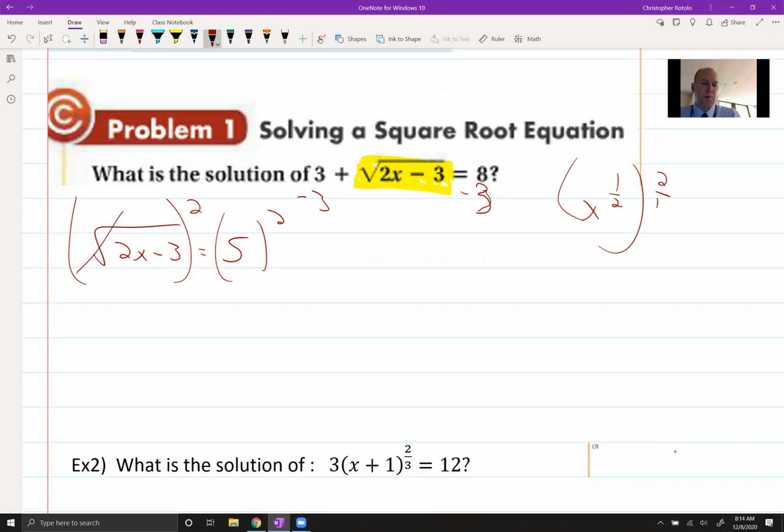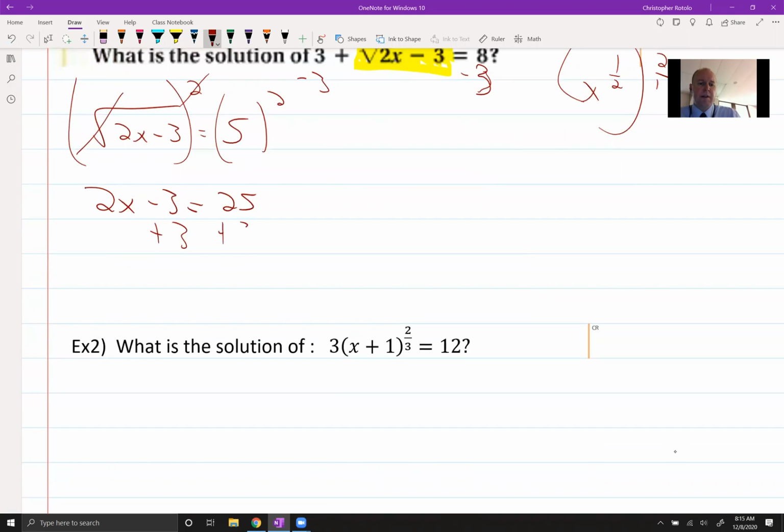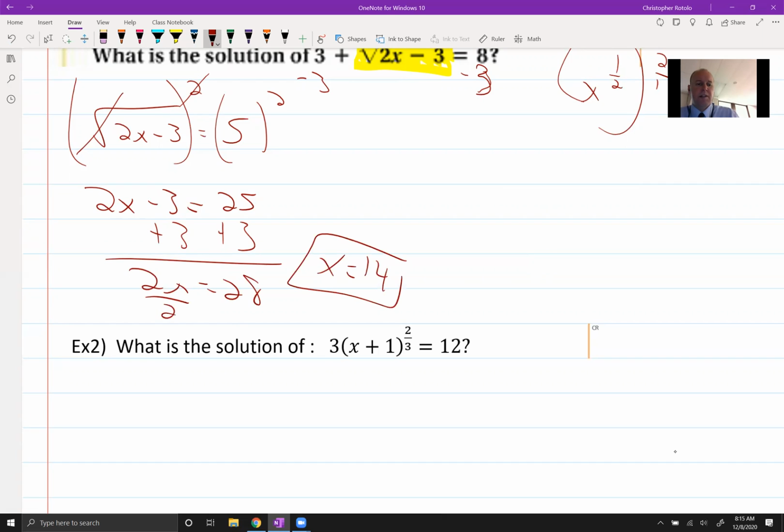So what happens with the square and the square root? They cancel each other out. So 2x minus 3, 5 squared is 25. There we go. We're going to add 3. So 2x equals 28 and x equals 14 when we divide by 2. All right, so that's what we're after. That's what's going on here. So we're just going to be careful and intentional about what we're doing.